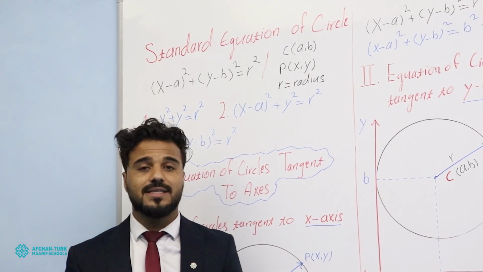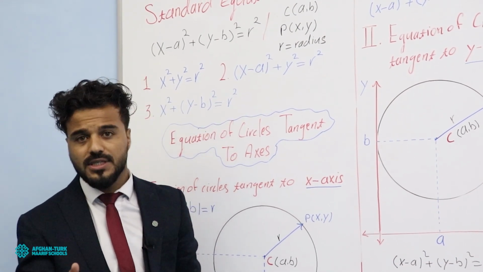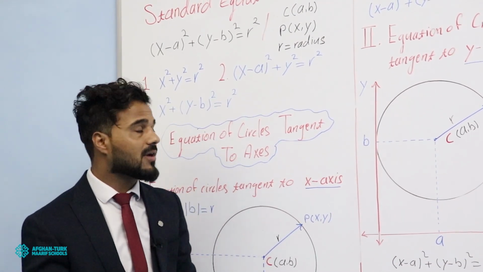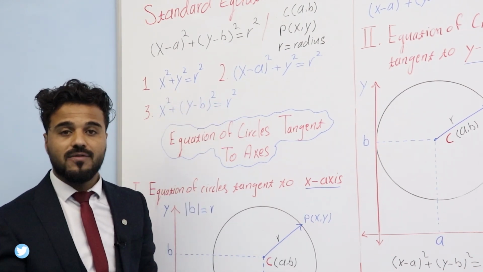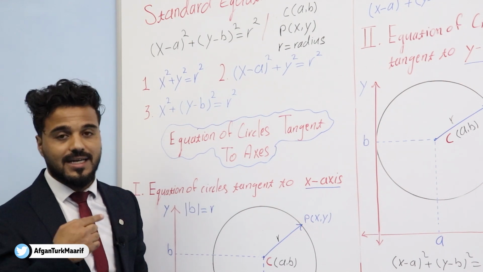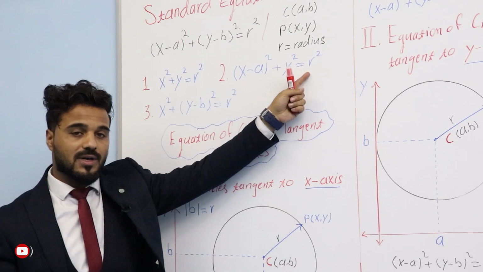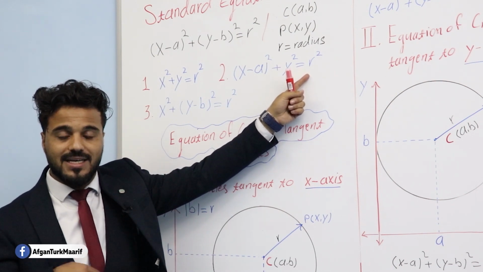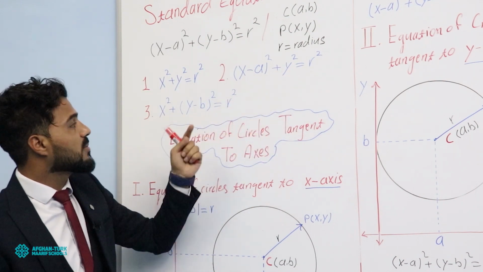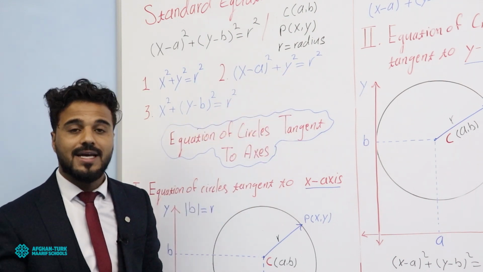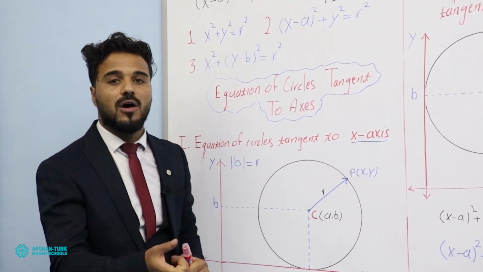We also studied the equations for those circles that have their center at the origin or on the x or y axis. Look here: x squared plus y squared is equal to r squared is the equation for those circles that have their center at the origin. And (x minus a) squared plus y squared is equal to r squared is the equation for those circles that have their center on the x-axis. And x squared plus (y minus b) squared is equal to r squared is the equation for those circles that have their center on the y-axis.